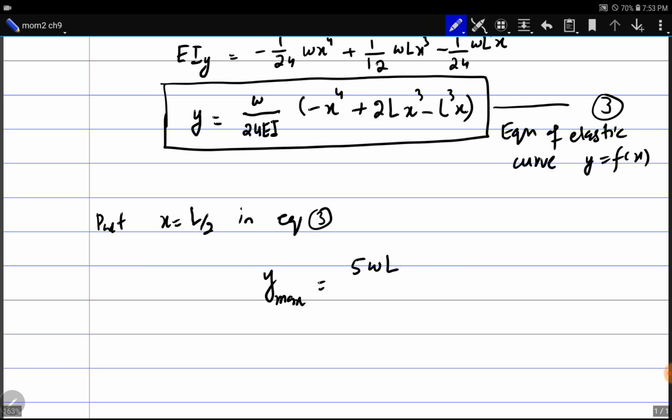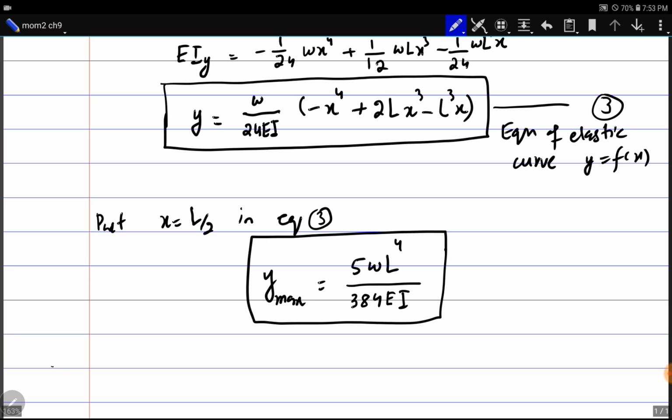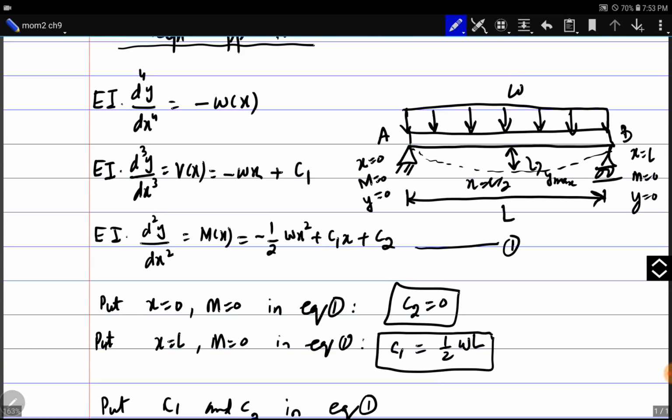y maximum equals 5 WL power 4 divided by 384 EI. This is the end of the problem. I hope you understand it. I will repeat it once again shortly.